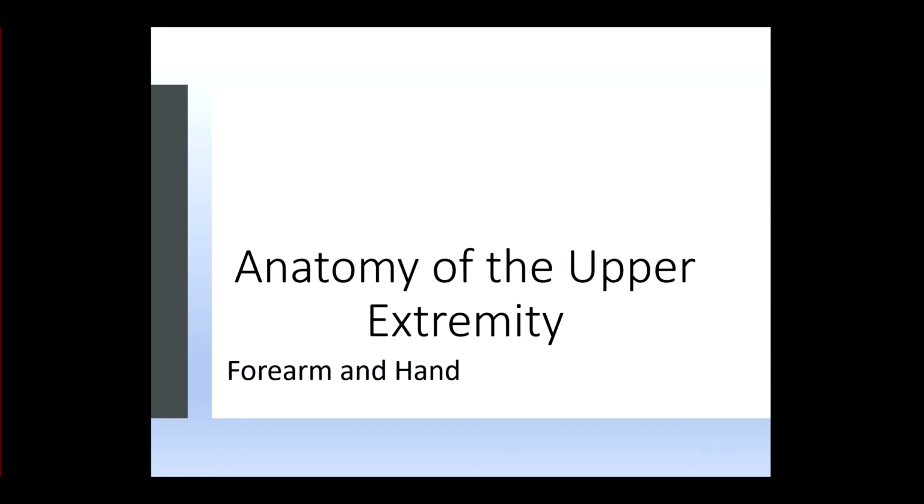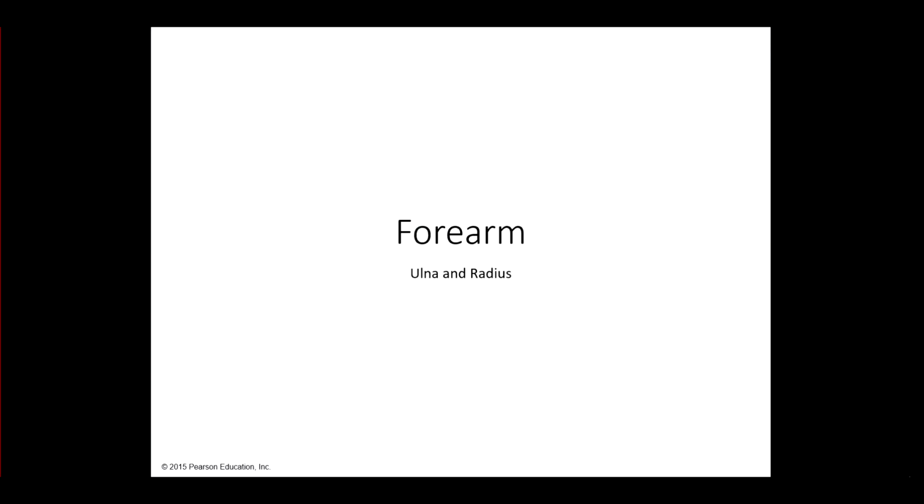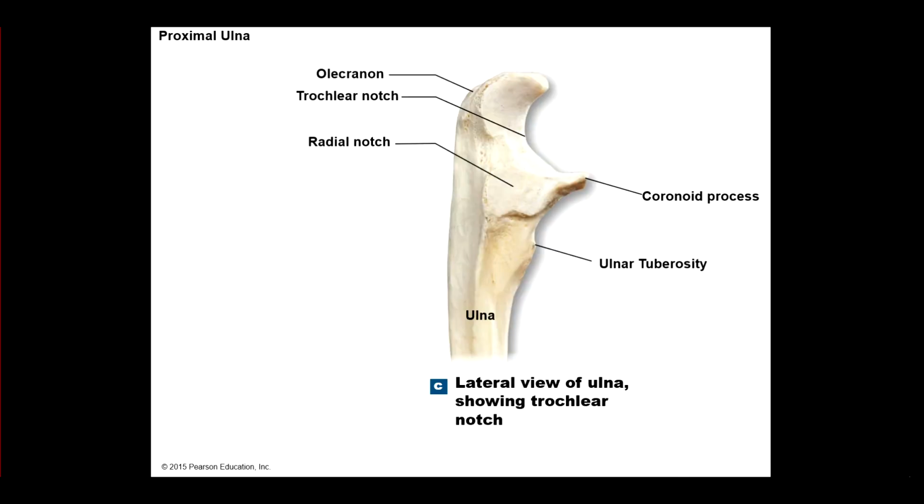In this lesson, we'll continue our discussion of the bony anatomy of the upper extremity by looking at the bones of the forearm and then the bones of the hand. So the forearm actually consists of two bones. The bone that is on the thumb side of your forearm is the radius, right? It'll be the shorter of the two. And then the bone that's on the pinky side is the ulna, and obviously that's going to be the longer of the two. Let's take a look at the ulna first.